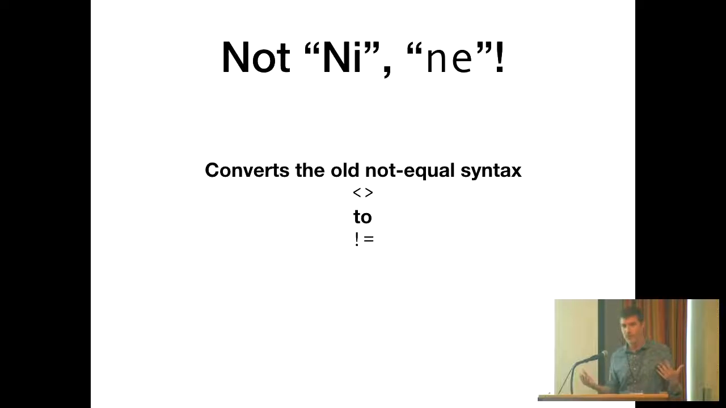So you might not even be aware that Python 2 supports 2 kinds of not equal symbols. It supports this, the double angle brackets, and also the bang equals comparison. And Python 3 only supports the latter. So all this fixer does is it takes every instance of the former and converts it to the latter.